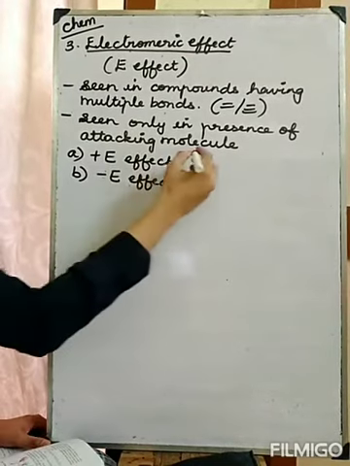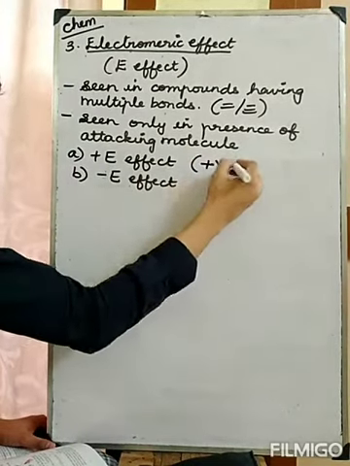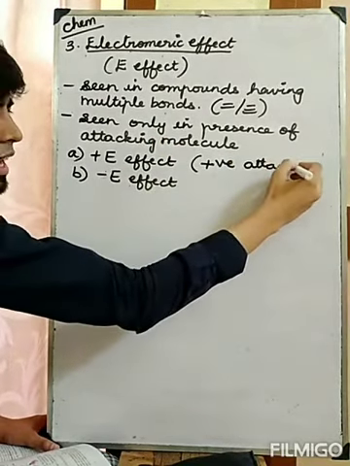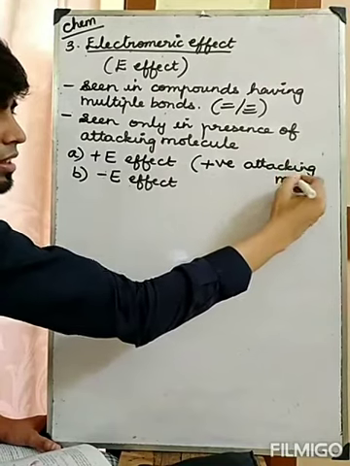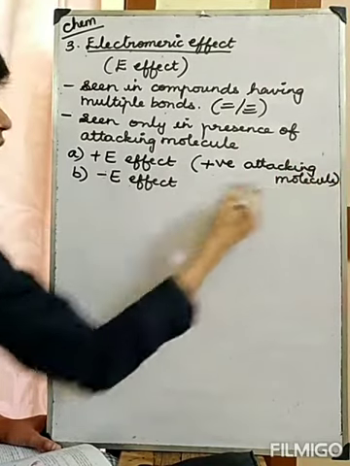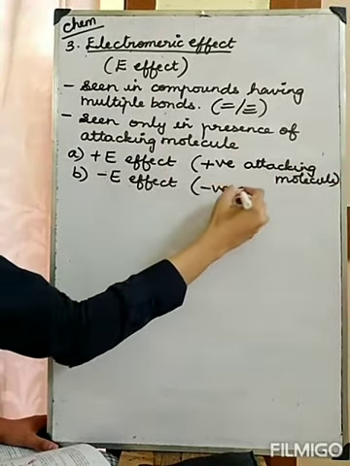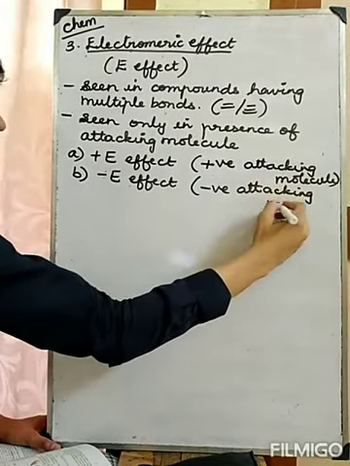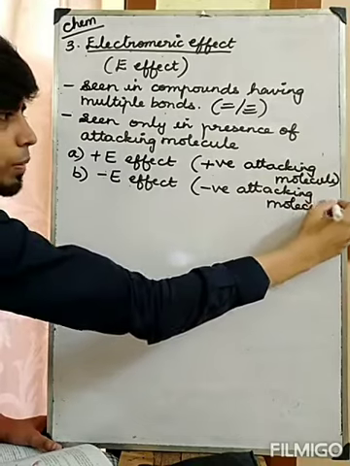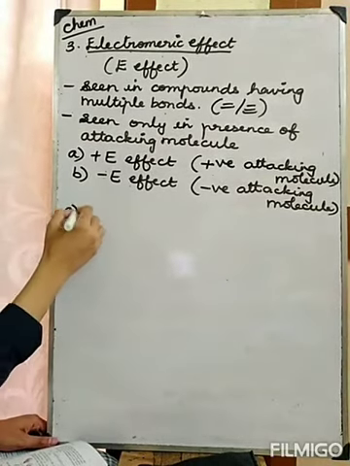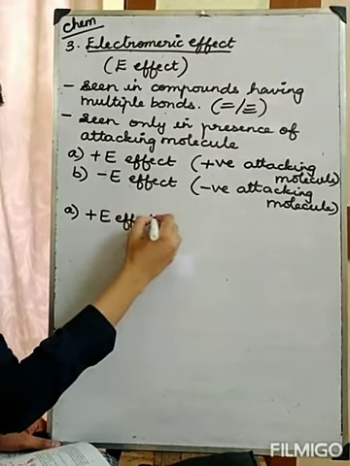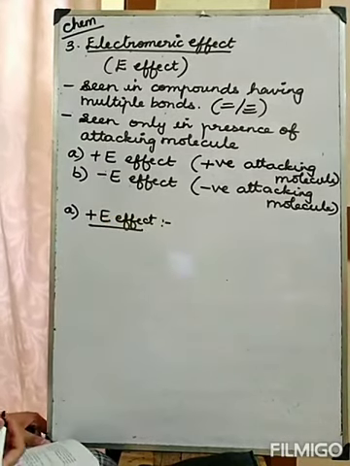Plus E effect means a positively charged attacking molecule will come and attack the compound. Minus E effect means a negatively charged attacking molecule will attack the compound. Understood? So the first one is positive electromeric effect, plus E effect.